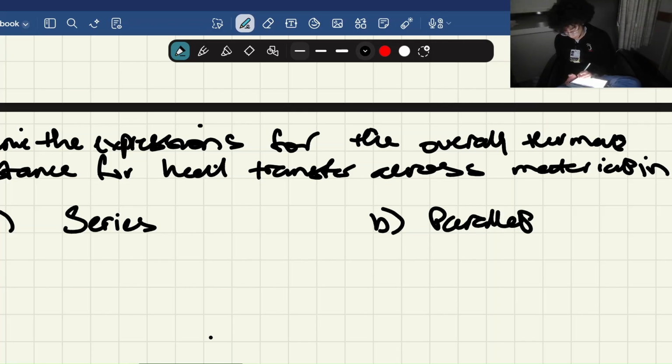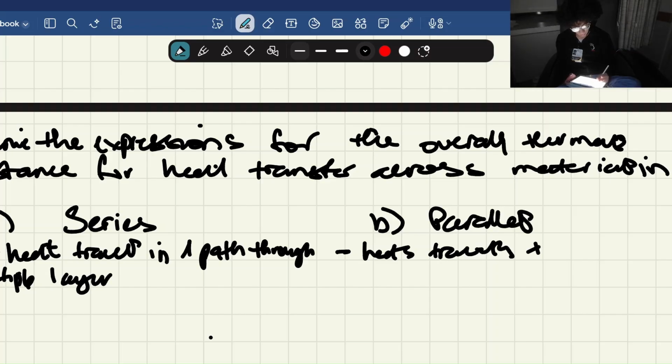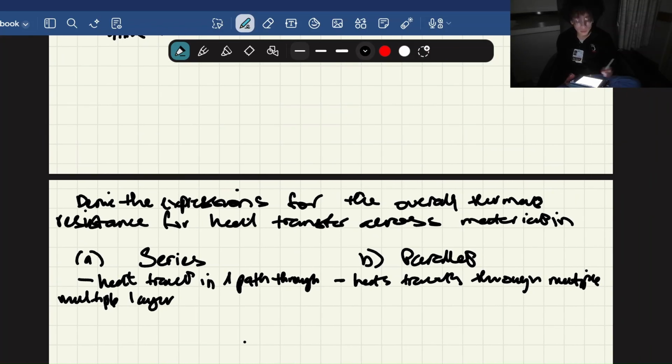So series is when heat travels in one path through multiple layers. And then parallel is when heat travels through multiple paths at the same time.